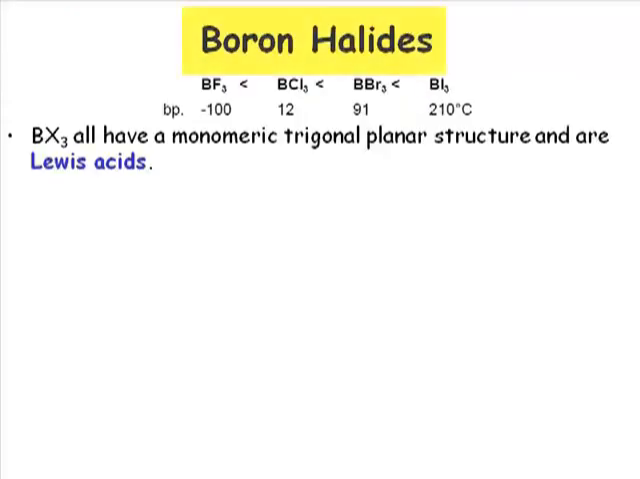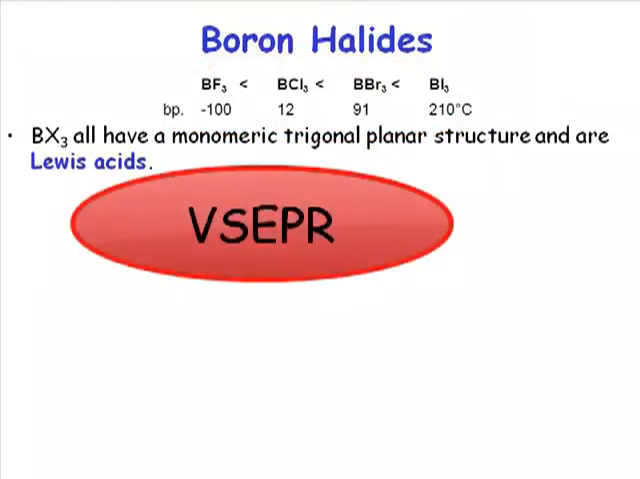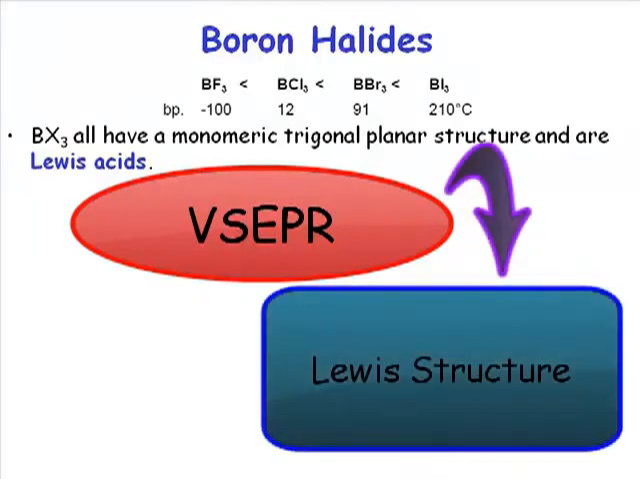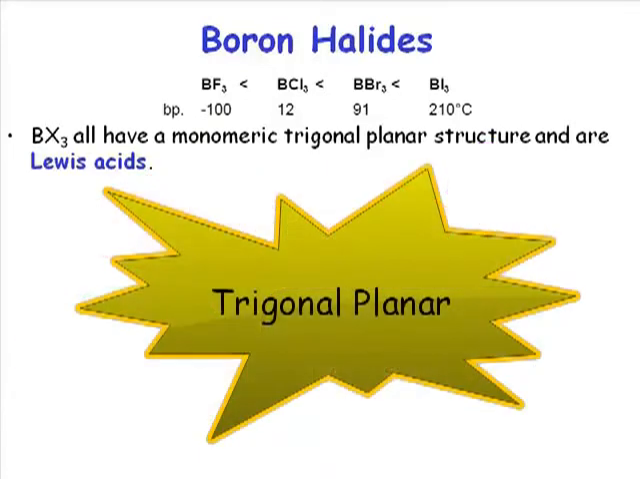So the boron halides, their properties tend to reflect their molecular weight. As you go up in molecular weight, you get a more or less volatile material. If you were to do a VSEPR analysis on the boron halides, first of all drawing a Lewis structure and then using that to predict the shape of the molecule, you would conclude that all the boron halides would be trigonal planar in shape, and indeed they are.